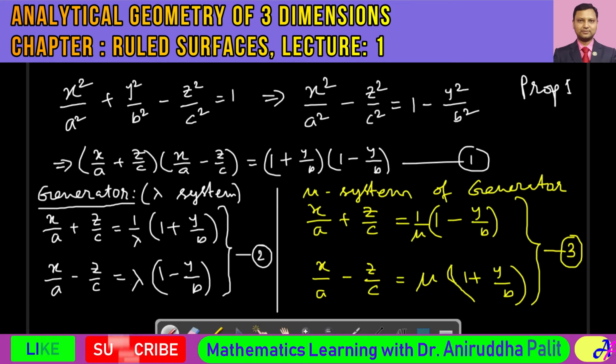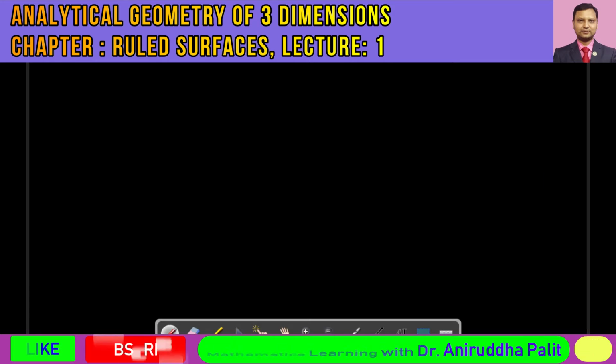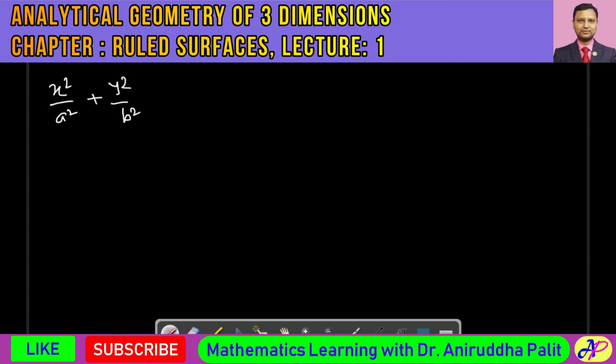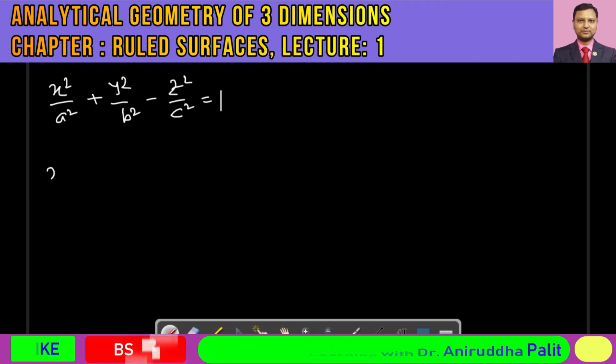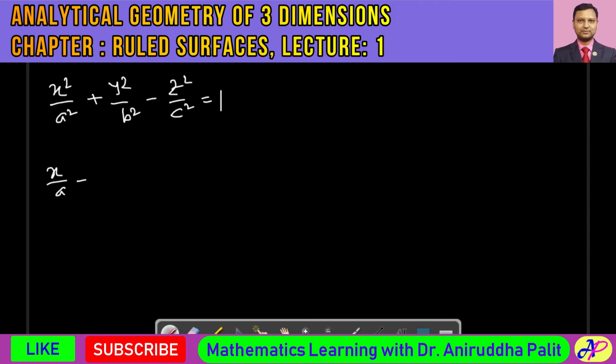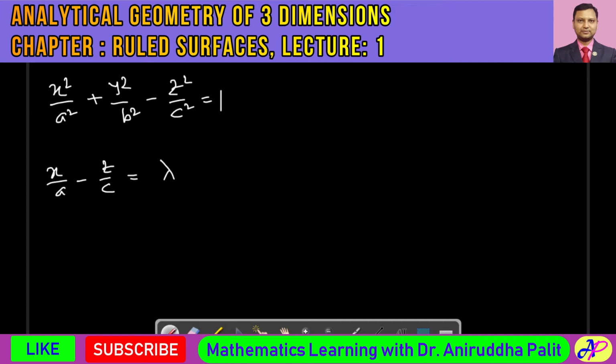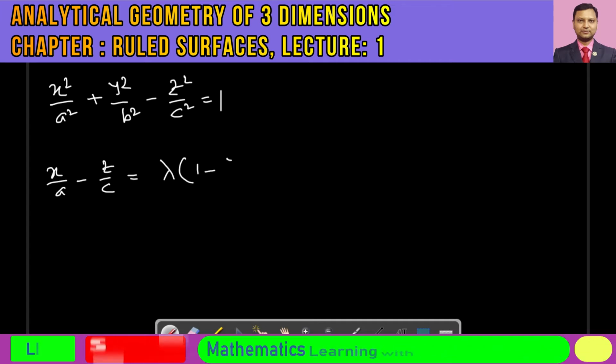You see, let me consider this lambda system of the hyperboloid of one sheet. What was the hyperboloid of one sheet? This was the equation x square by a square plus y square by b square minus z square by c square is equal to 1. And the lambda system was taken to be x by a minus z by c is equal to lambda into 1 minus y by b.